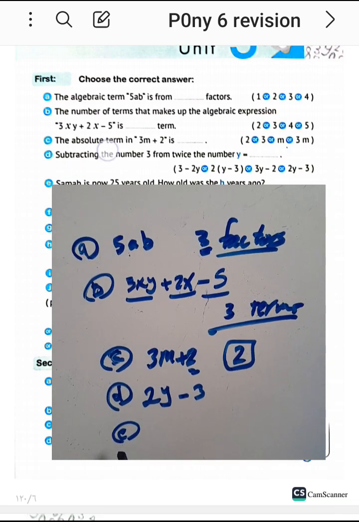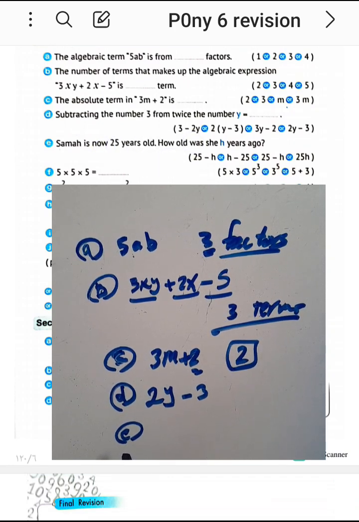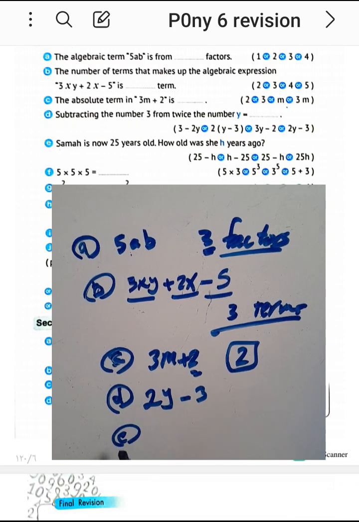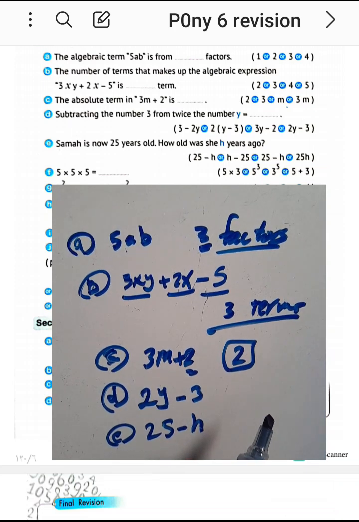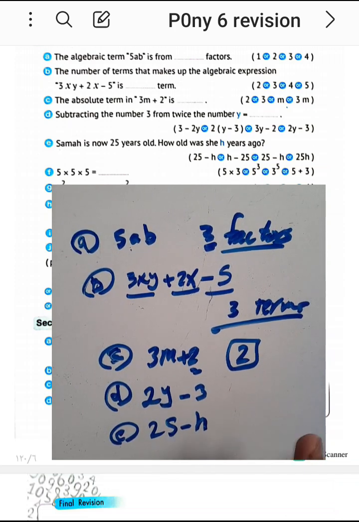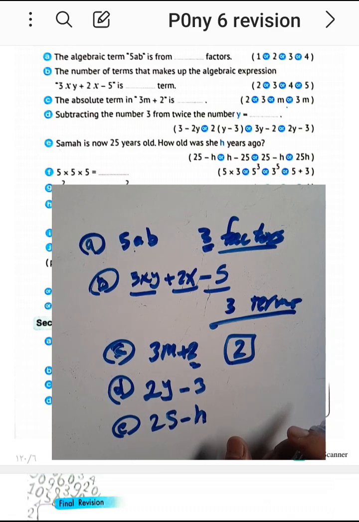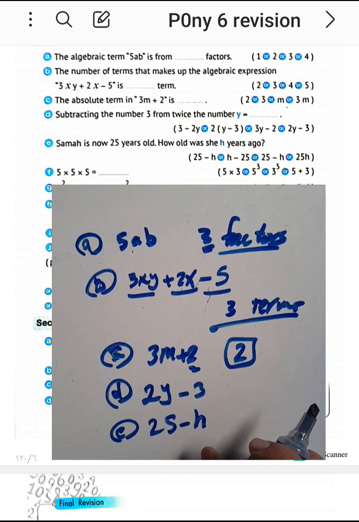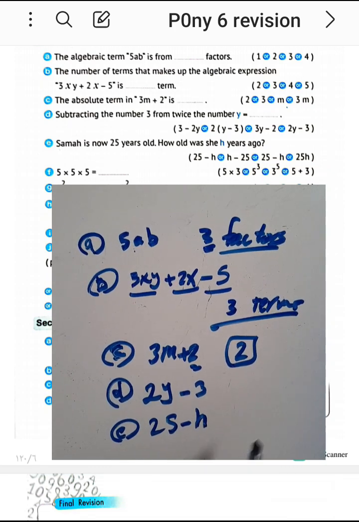Question letter E. Samah is now 25 years old. How old was she h years ago? It will be 25 subtract h, because she is now 25 years old. Subtract h from 25 to know the age. How old was she h years ago? Subtract h from 25.